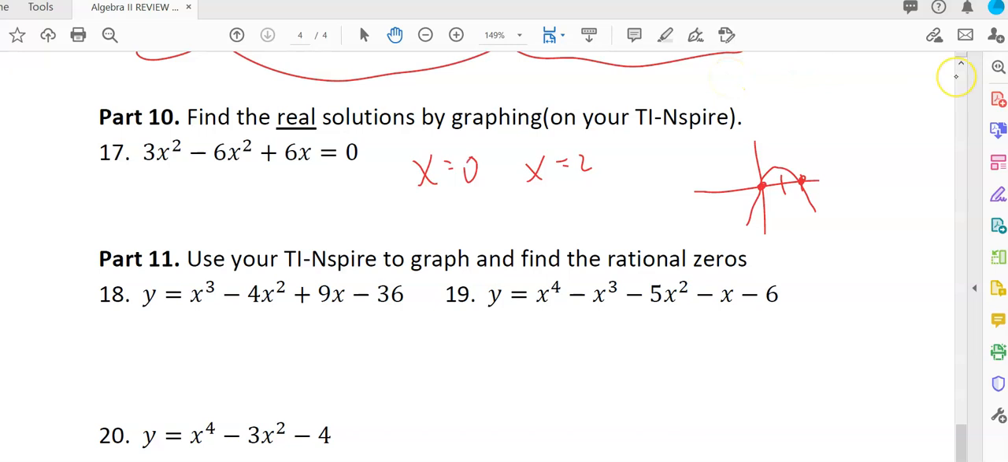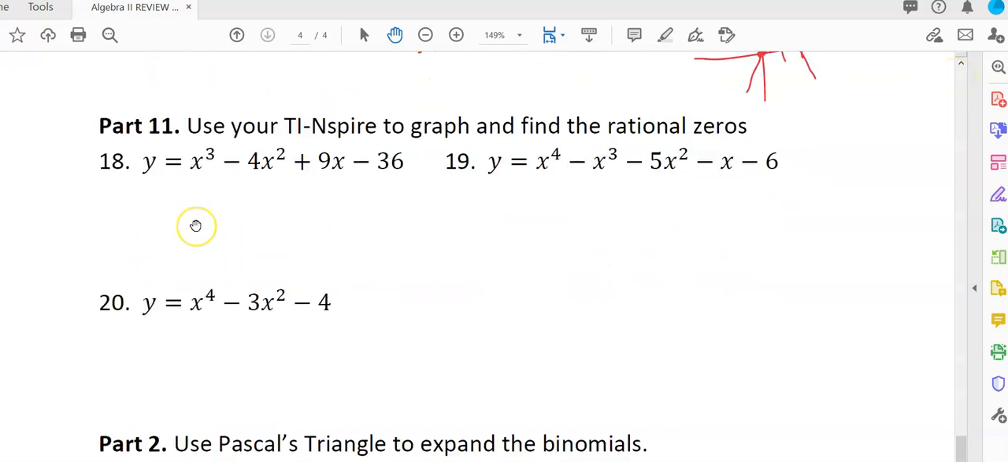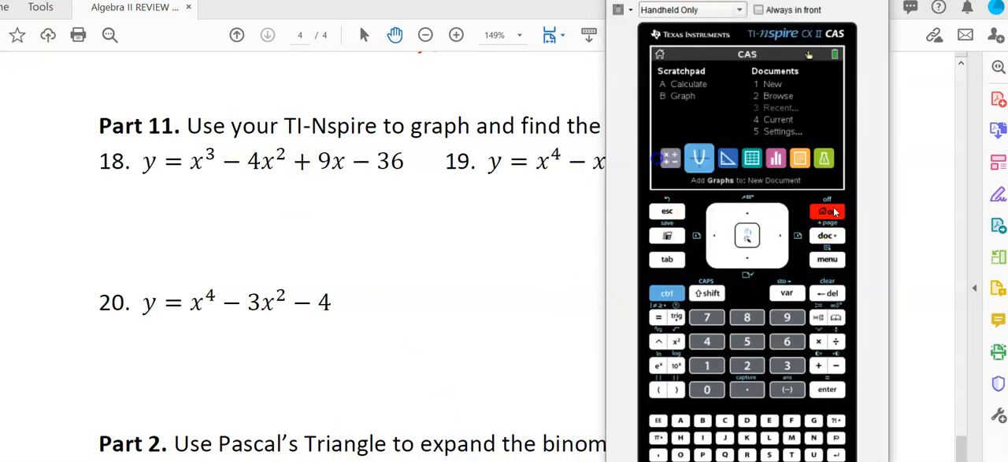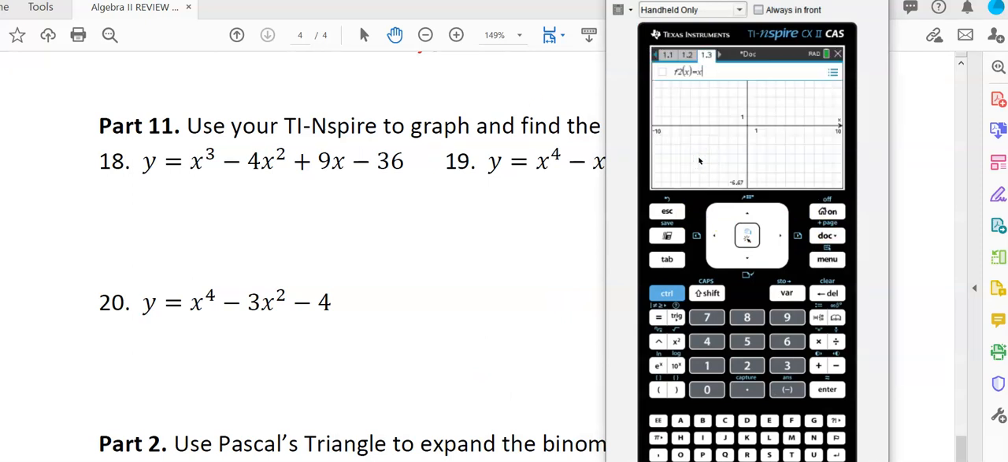X equals 0 and x equals 2. Use your TI Inspire to graph and find the rational zeros. So I just want you to find the rational zeros here. So this one would be x to the third minus 4x squared plus 9x minus 36.